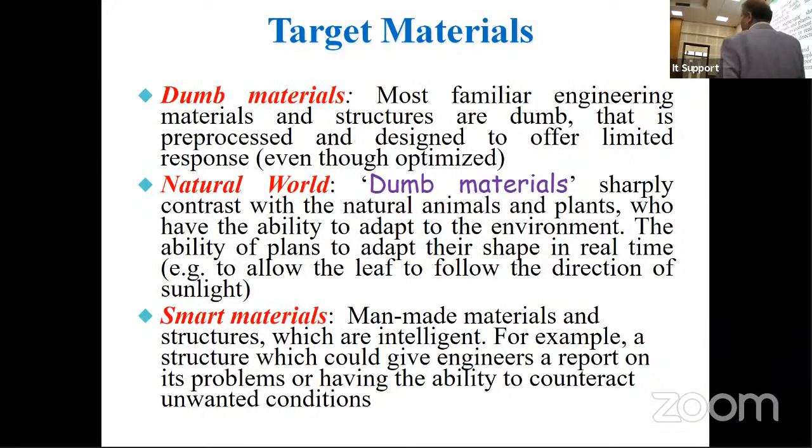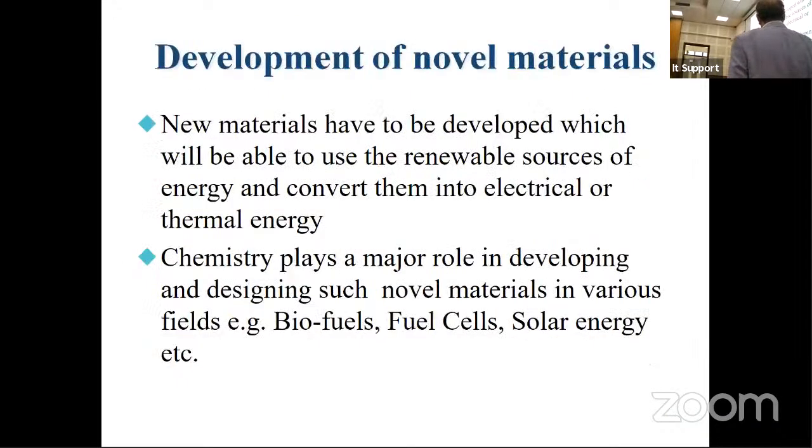The dumb materials are like this table. This is a dumb material. No response. Whereas plants have a response. Then you make a material which has a response. And that is what is generally called a smart material, a very intelligent material, the structure which could give engineers a report on its problems. That's what I said. Or having the ability to counteract unwanted conditions. So that will be a smart building, that it corrects itself automatically. We are far away from that.